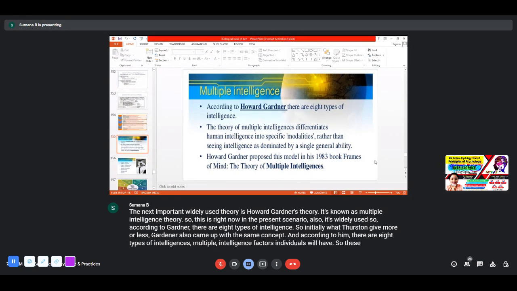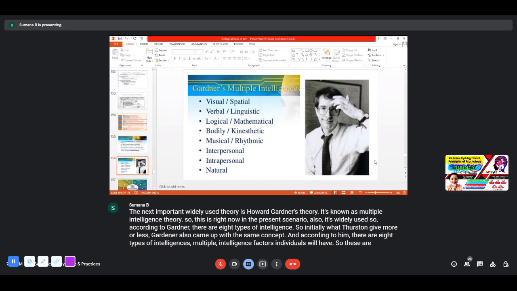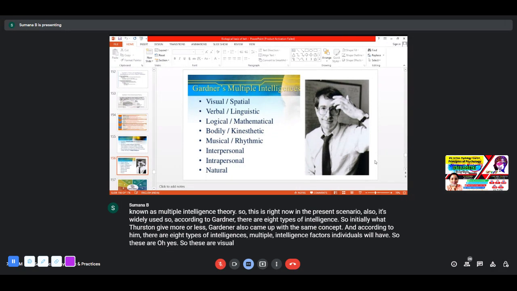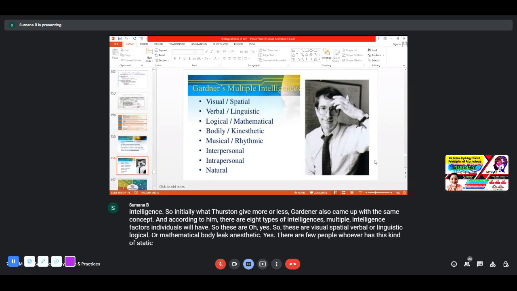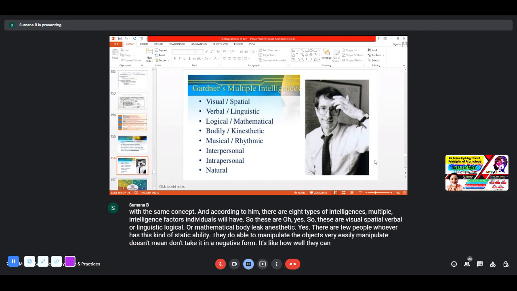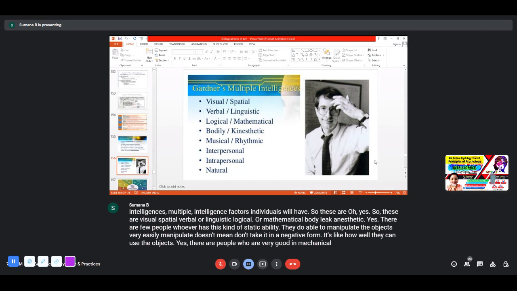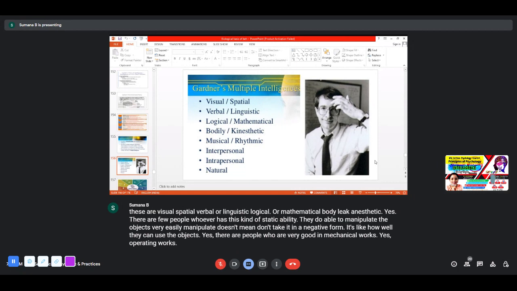These are visual spatial, verbal or linguistic, logical or mathematical, bodily kinesthetic. There are a few people who have this kinesthetic ability and are able to manipulate objects very easily. Manipulate doesn't mean in a negative form; it's how well they can use objects. There are people who are very good in mechanical and operating works, so they have this bodily kinesthetic ability. Then musical ability, interpersonal, intrapersonal, and natural.